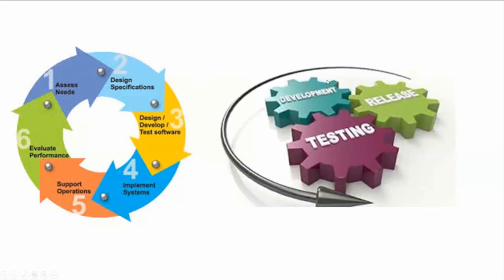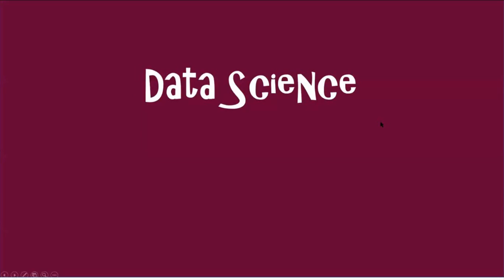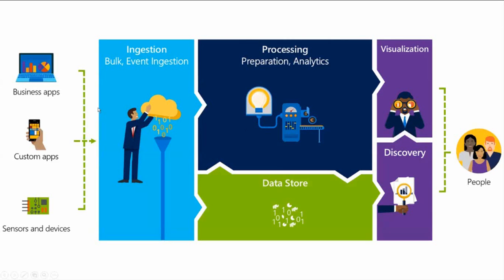And software engineering needs to take care of all the development, testing, and release. Data science, as a new discipline, actually starts from the collection or sampling of the data. It can come from the business application, customer application, or some sensors. And then we have the ingestion to deal with the data for sampling, and then processing, preparation, and analytics to escalate the data into higher level so that the higher level manager can make decisions. And then you can see the data by visualization or searching for some result. And then we can provide it to the user.